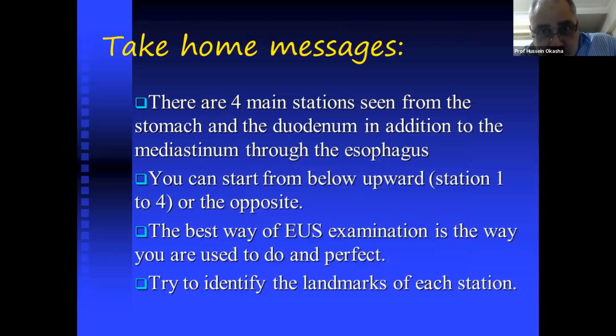So I have now come to the end of my lecture, and my take-home messages are: there are 4 main stations seen from the stomach and the duodenum, in addition to the mediastinum, through the esophagus, and also the liver. You can start from below upwards, from station 1 to 4, or the opposite. I think the best way of EUS examination is the way you are used to doing and the way you are perfecting. However, whether from above to below or below to above, in each station, try to identify your landmark. And thanks for your attention.